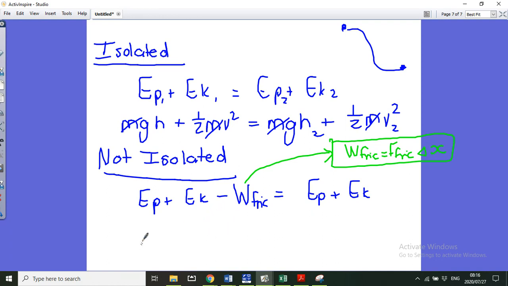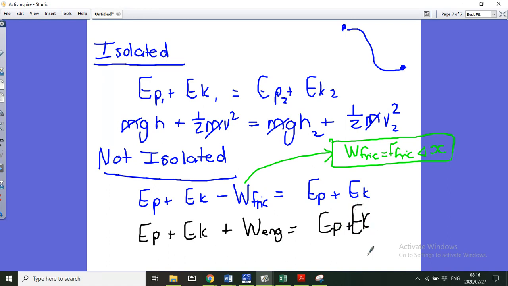But we don't put force in this equation. So again, we're going to say EP plus EK, but now we're going to say plus the work done by the engine is equal to EP plus EK when we end. So please just think about it nicely. Is work done on the system, or is work done by the system? If work is done on the system, you're going to say plus the work done on the system. If work is done by the system, you're going to subtract it.